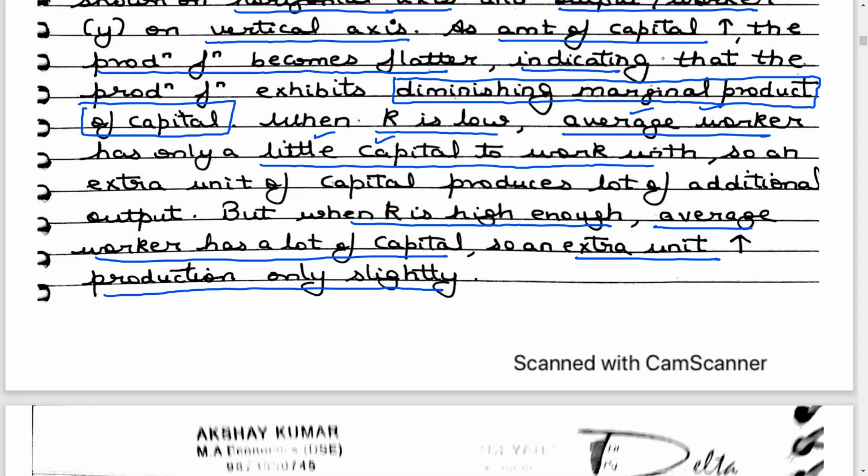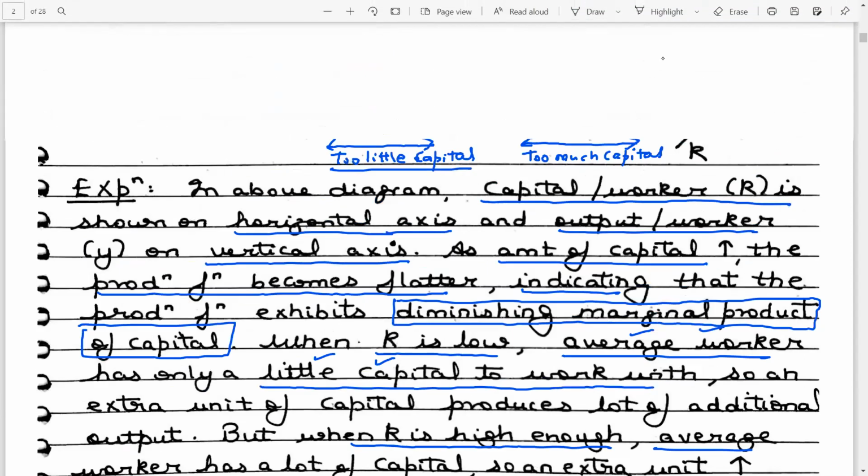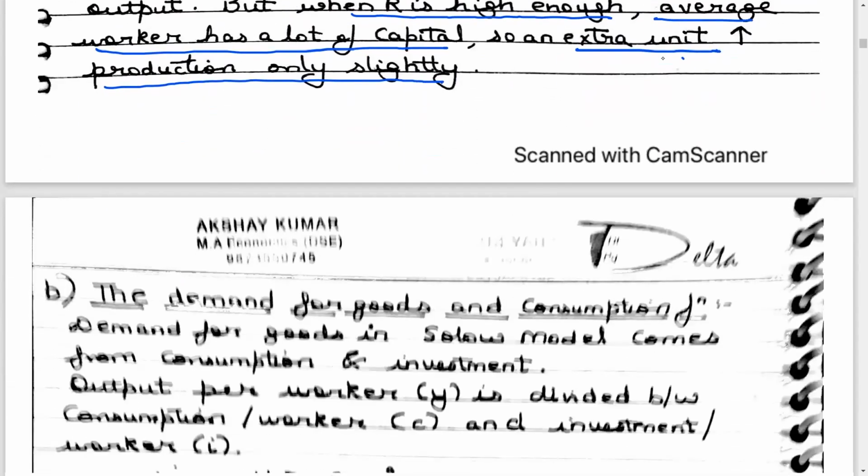You need more people also. So an average worker, when given too much capital, will cause the diminishing marginal productivity of capital to set in. As a result, your output will increase, but at a diminishing rate. That is why the production function is concave in the solow economy. So I hope our students have understood this diagram, and I hope students have understood the explanation as well.